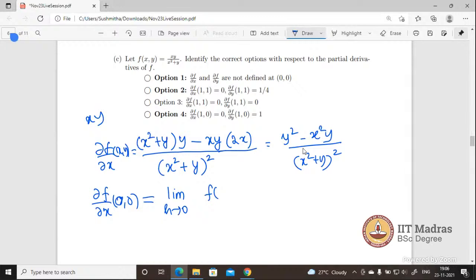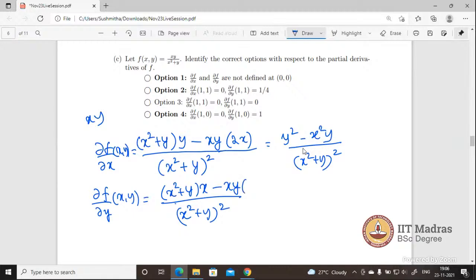Okay, let's find dou f by dou y. Then we see dou f by dou y at x, y. What is this? Again, I'll do the quotient rule, right? Because there is a y in the numerator as well as the denominator. Yes, ma'am. Denominator will be x squared plus y, the whole squared. And then keep the denominator as it is, differentiate the numerator, but I'll be differentiating with respect to y. So I'll get x minus, keep the numerator as it is, differentiate the denominator with respect to y. So x is treated as a constant, I'll get 1, right?